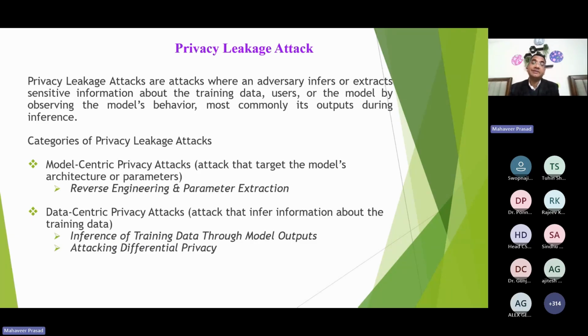We can divide these kinds of attacks into two categories. Model-centric privacy attacks are attacks that target the model's architecture and parameters. In this, we have another category called reverse engineering and parameter extraction. And then data-centric attacks, where we are attacking the data. So inference of training data through model output, and attacking differential privacy. I'll explain what differential privacy is in coming slides.